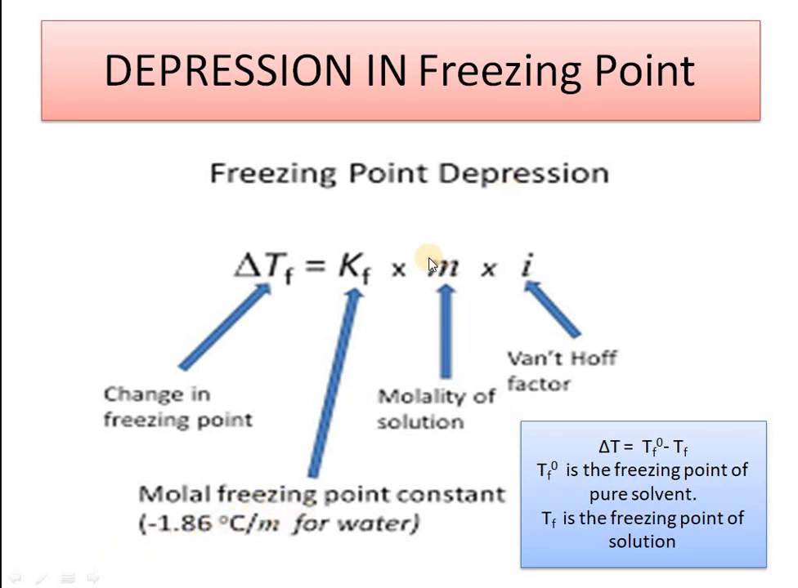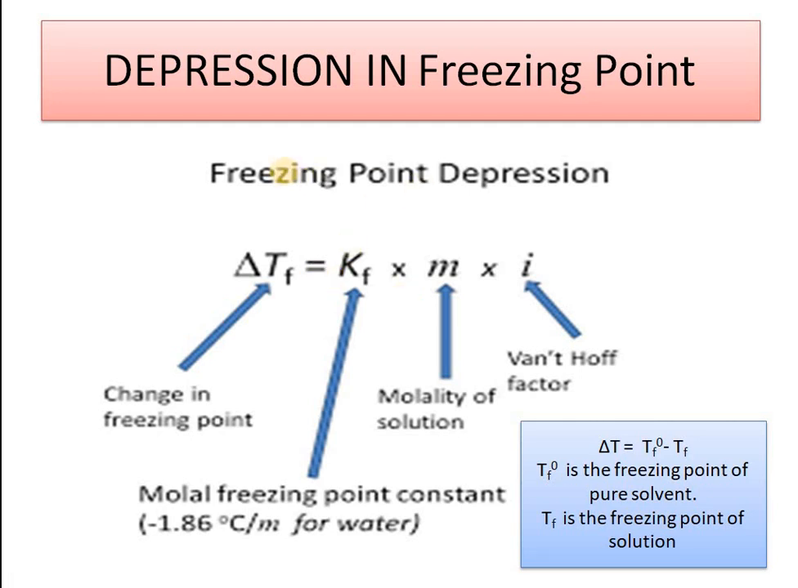Okay, so sometimes a question comes, define the molar freezing point constant or molar depression constant. How do you prove this? You can put m equal to 1. So the molar depression constant is equal to the depression in freezing point when 1 mole of solute is dissolved in 1 kg of solvent, or when molality is unity. This way also we can tell.